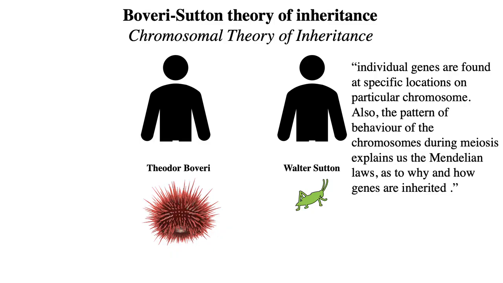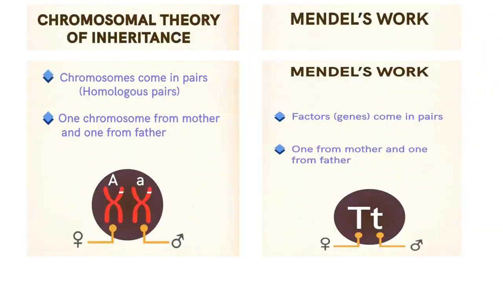The theory, in simple words, stated that individual genes are found at a specific location on a particular chromosome. Also, the pattern of behavior of chromosomes during meiosis explains Mendel's laws, why and how genes are inherited. The theory can be explained well with the help of exactly three points or observations. The first point said that chromosomes come in pairs. These are now called homologous pairs. One chromosome from the pair comes from the mother, while the other comes from the father.